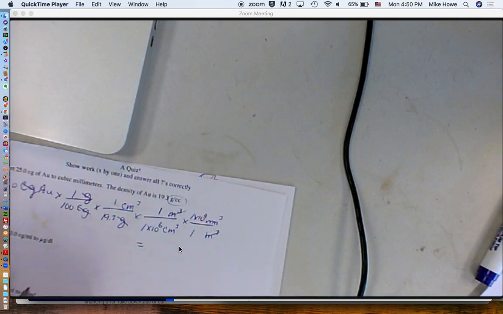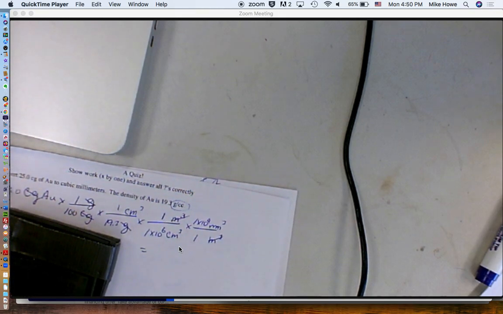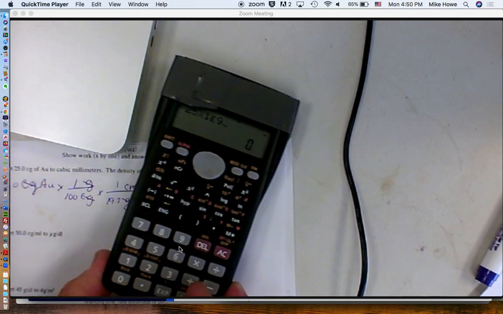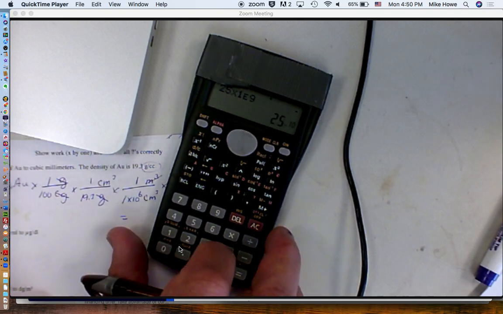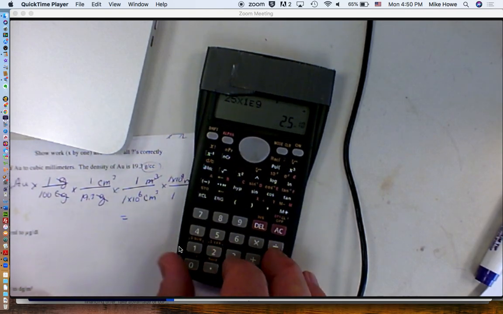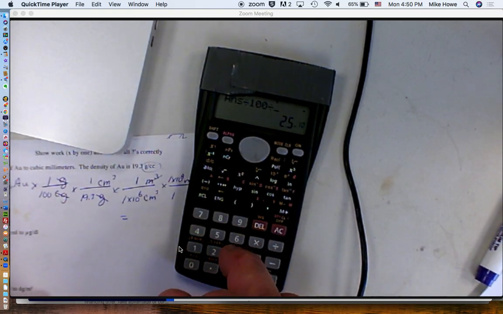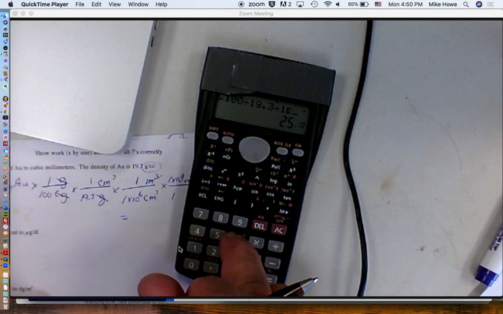All right, so now we're going to do our math. We have 25 times everything across the top. The only other number is 1 exp 9. And remember how we use the exp key down at the bottom of the calculator. Put it up here so you can see it. And that's equal to 2.5 times 10 to the 10th. We're going to divide that by every number we see on the bottom. So divide it by 100, and divide by 19.3, divide it by 1 times 10 to the 6th.